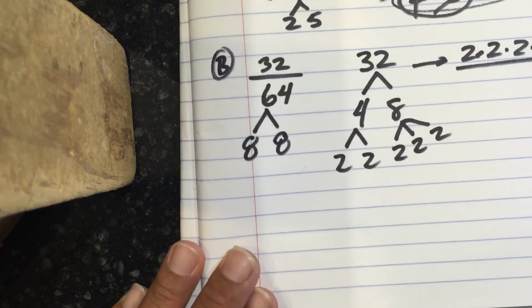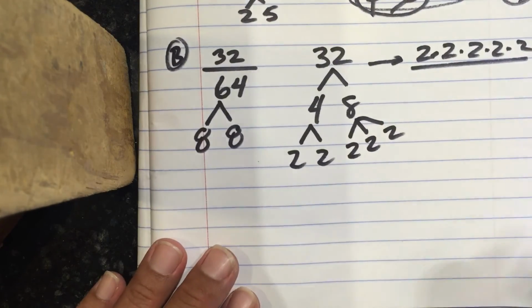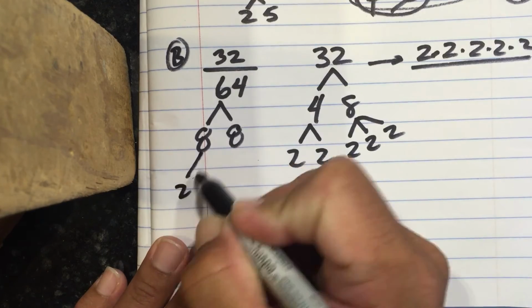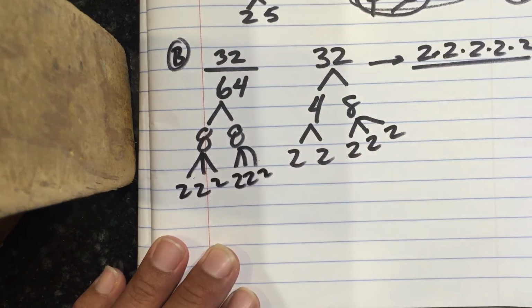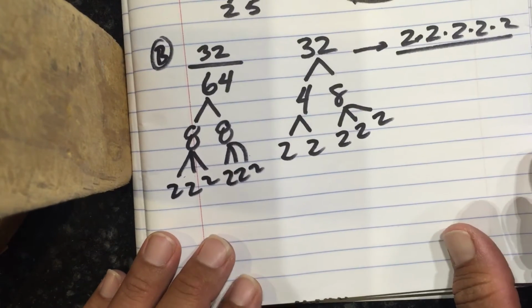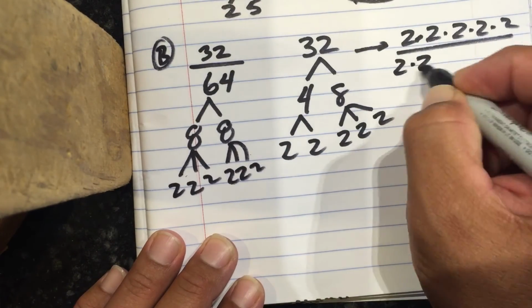64 can be broken down into 8 times 8. It's a perfect square. And because of that, we can write it as 2, 2, 2, 2, 2, 2. So that's 6 2s. So let's see if I've got enough room here.